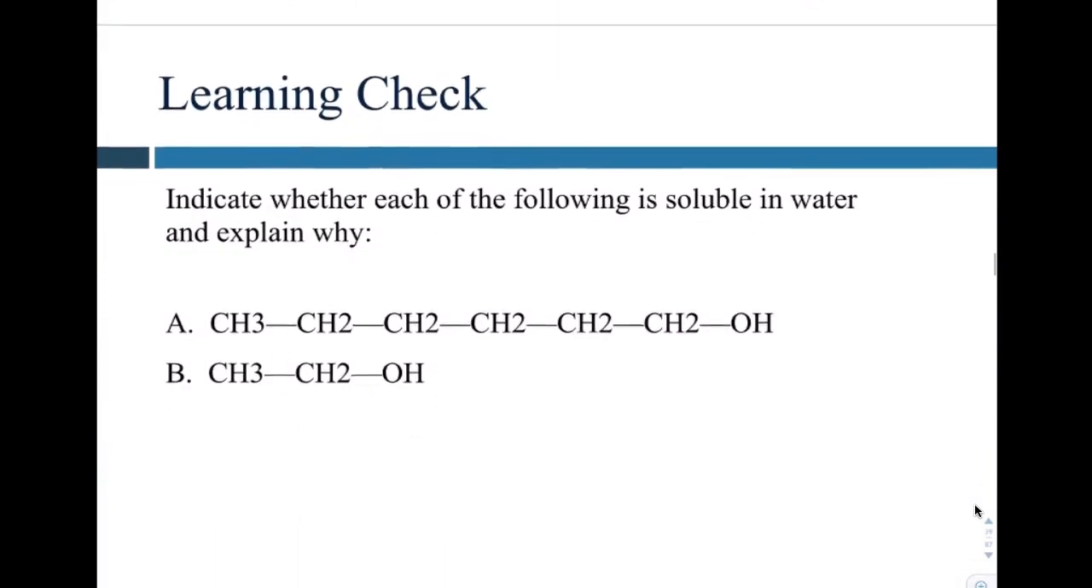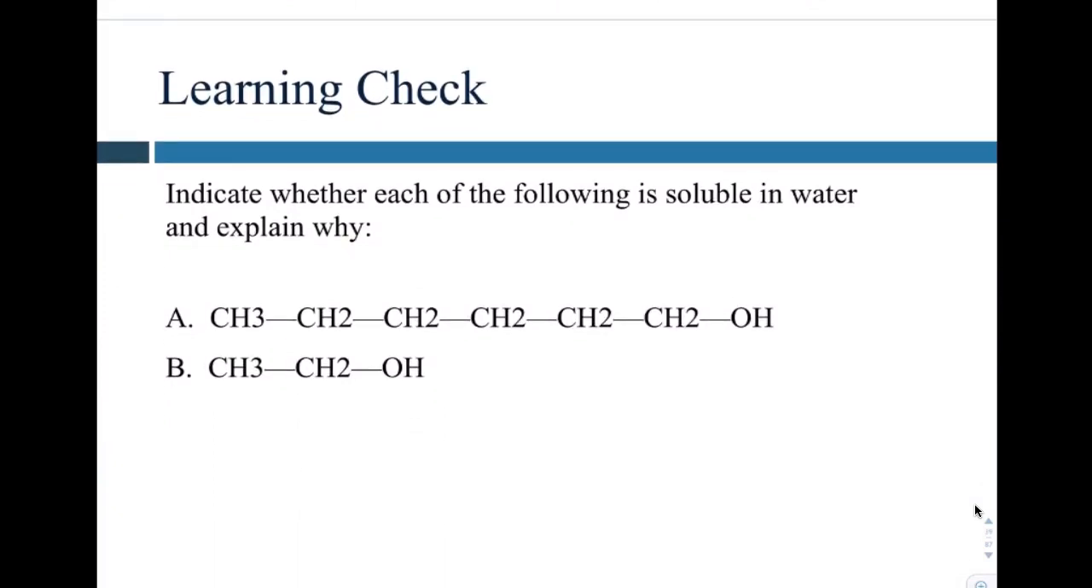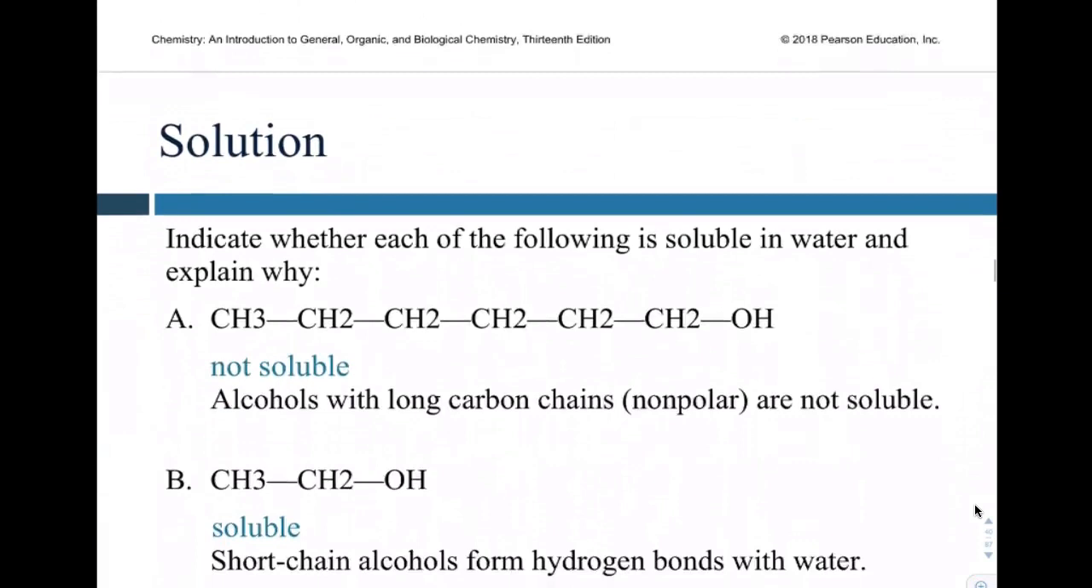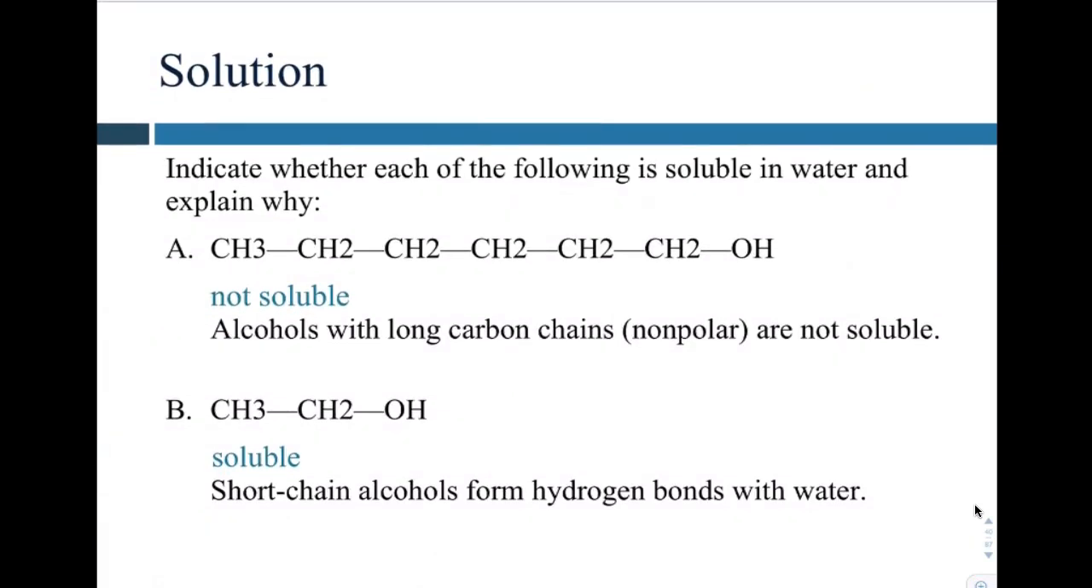Go ahead and take a quick pause and tell me if it's soluble and why. This big one is not soluble because it's got a long carbon chain. We got 1, 2, 3, 4, 5, 6 carbons. That's hexanol, not soluble. But I've got my little ethanol down here, and you know ethanol is soluble in water, right?